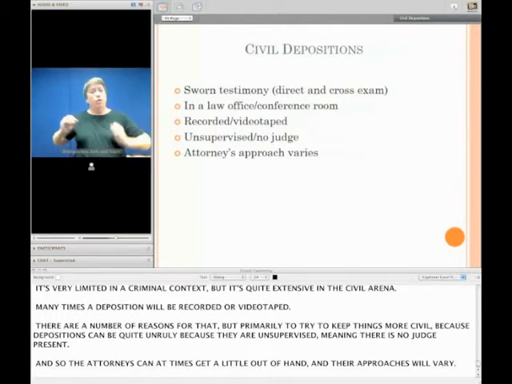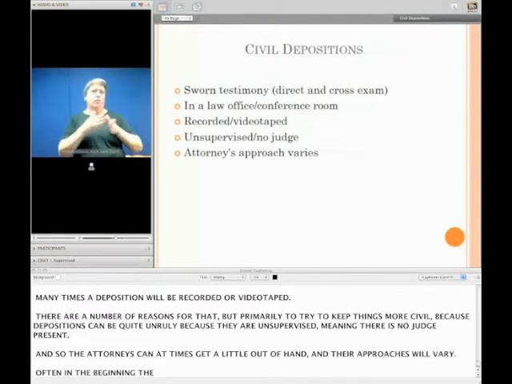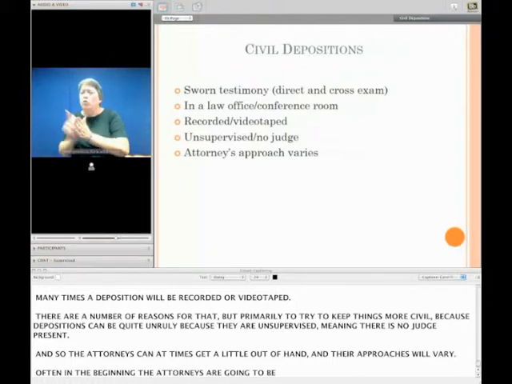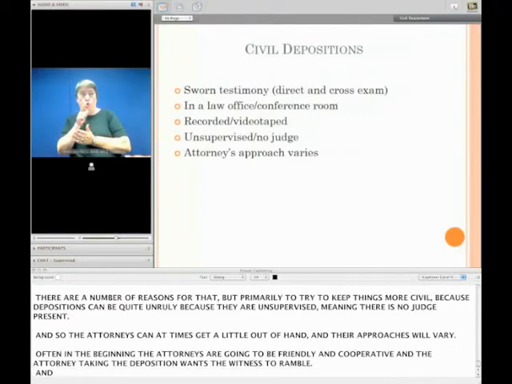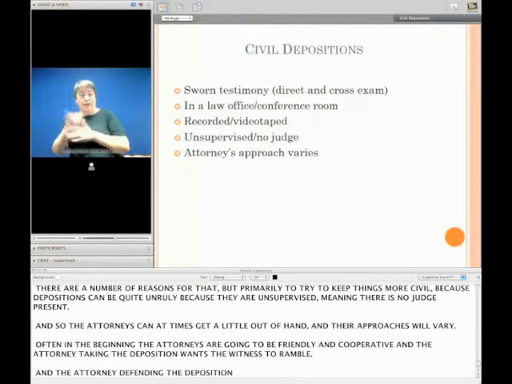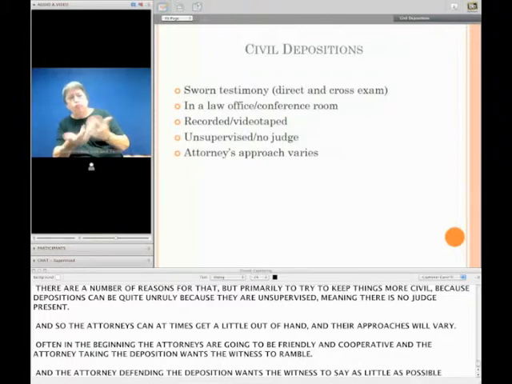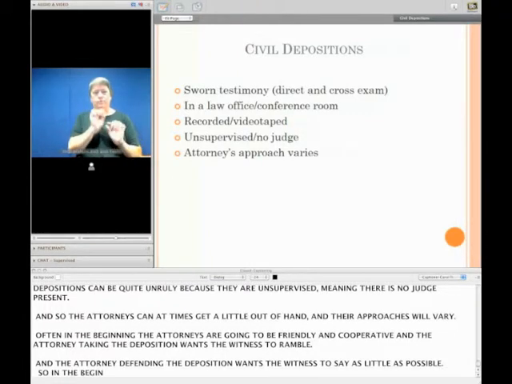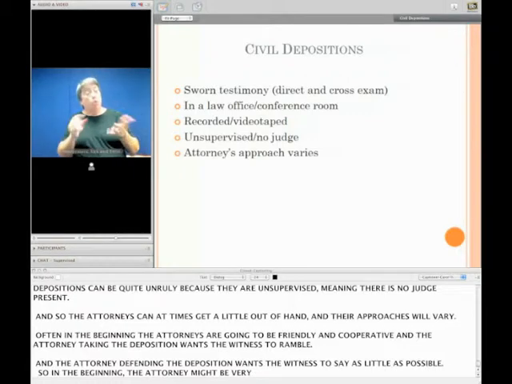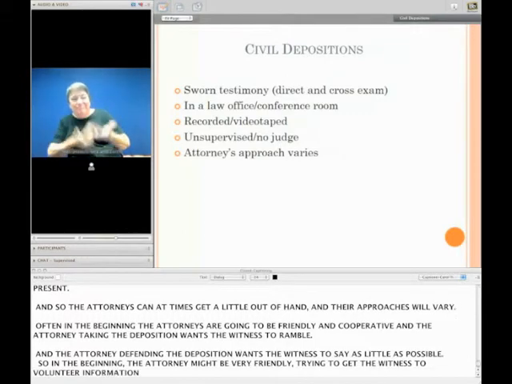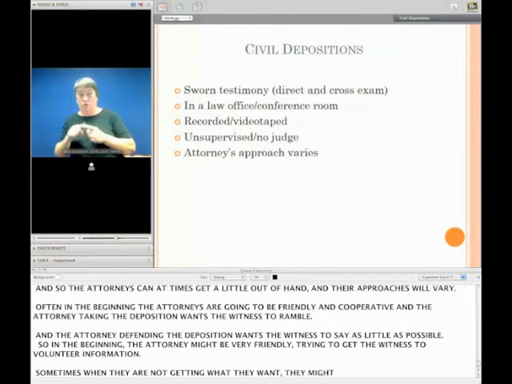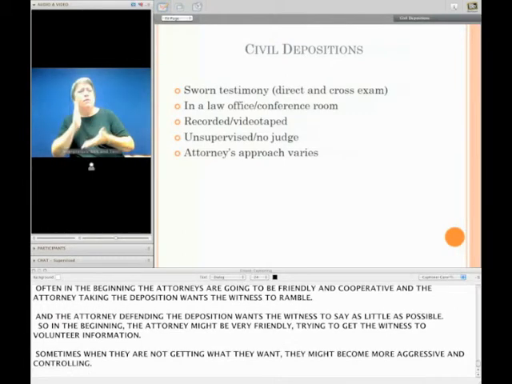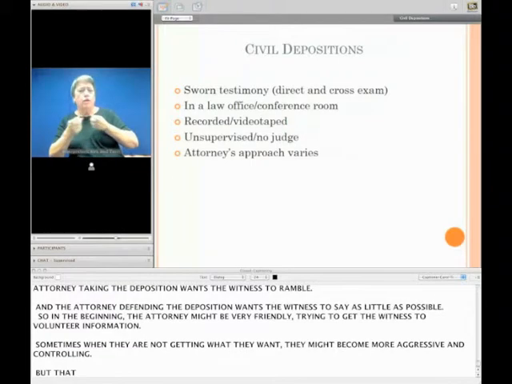Often in the beginning, the attorney is going to be friendly and cooperative. The attorney taking the deposition wants the witness to ramble, and the attorney defending the deposition wants the witness to say as little as possible. So in the beginning, the attorney might be very friendly, trying to get the witness to volunteer information. Sometimes, when they're not getting what they want, they might become more aggressive and controlling. But that usually isn't the case, because you want the witness to talk.